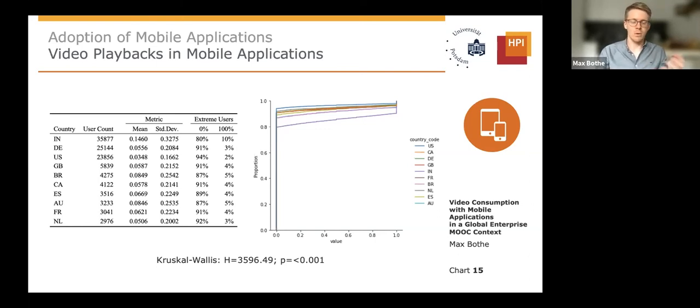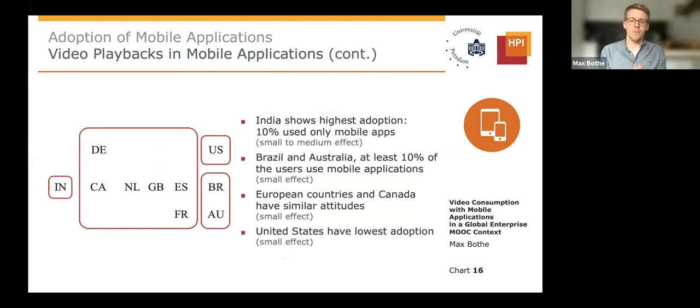But now we applied our grouping technique, and we came up with 4 groups. So the first one is India, which shows the highest adoption, where 10% of the users only use the mobile apps. Then we have Brazil and Australia. Here, at least 10% of the users use the mobile applications. Then we have all the European countries and Canada, which have the same attitude. And finally, fourth, the United States with the lowest adoption.